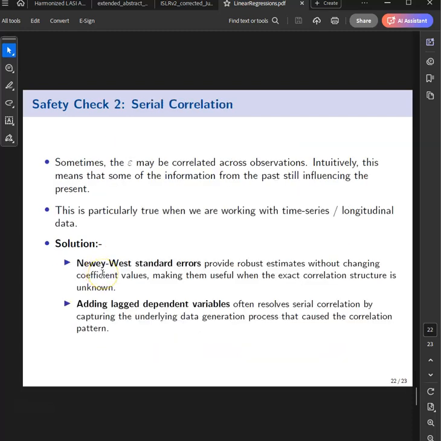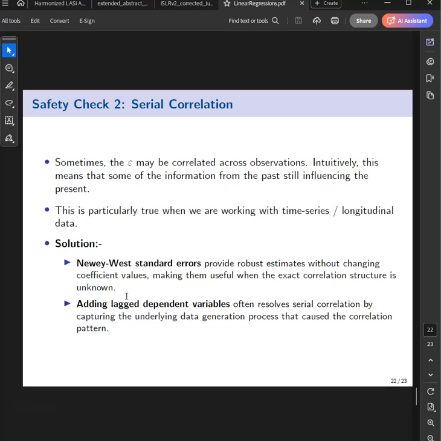The second safety check is serial correlation. This happens when the error terms in our models are correlated across observations. Think of it in this way. Sometimes information from the past continues to influence the present. This is especially common in time series data or longitudinal studies where we track subjects over time. For example, if we are analyzing unemployment rates, then a shock in a particular month is likely to affect subsequent months as well. This means that our error terms are not independent of each other.